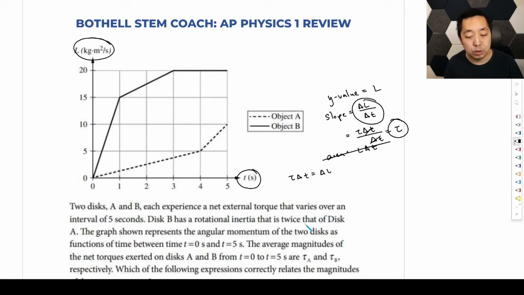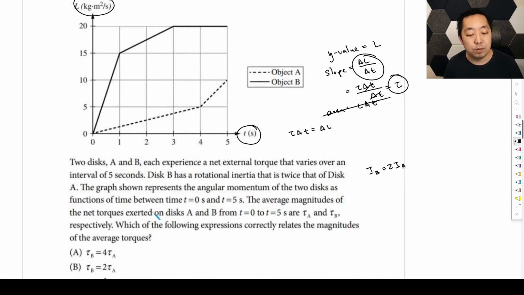Disk B has a rotational inertia that's twice of disk A, so that means I_B is equal to 2 times I_A. The graph represents the angular momentum of the two disks as a function of time. The average magnitudes of the net torques exerted on A and B are torque of A and torque of B, respectively. Which of the following expressions correctly rates the magnitudes of the average torques? So the slope is going to be the average torque.